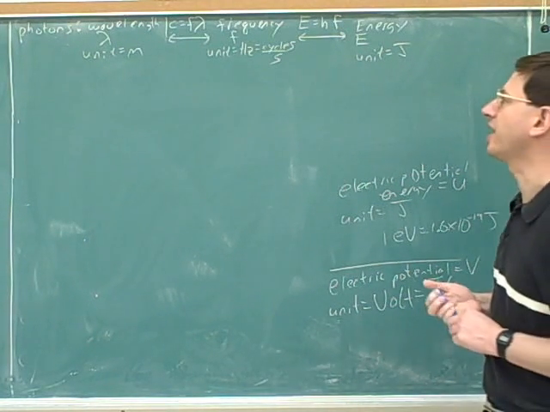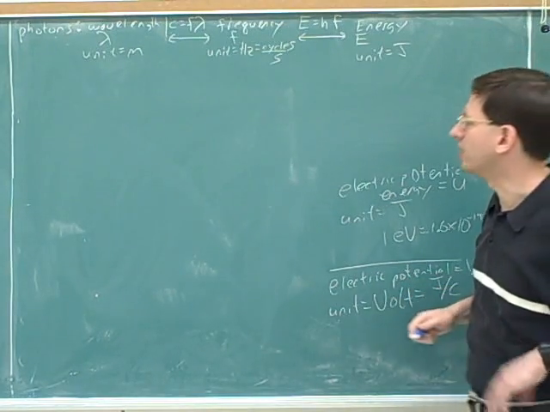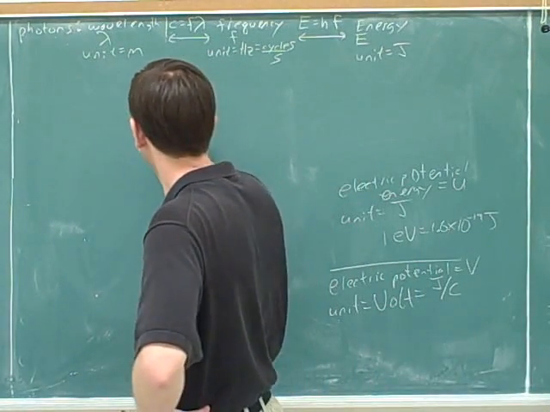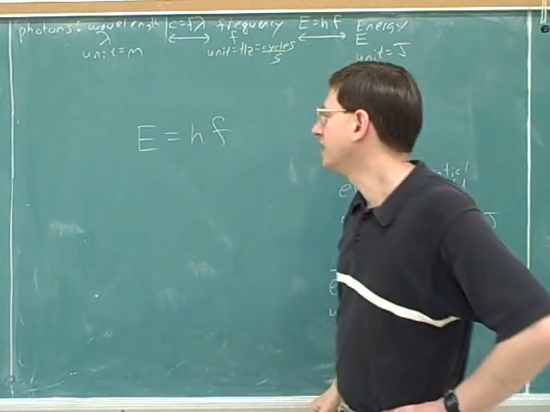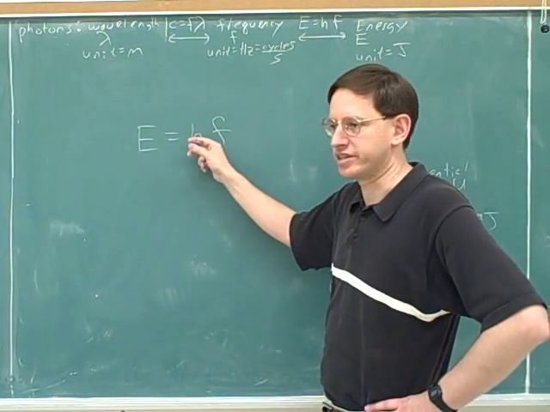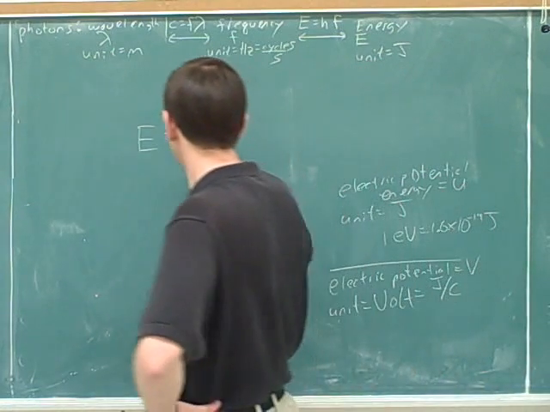Okay. This is actually going to be a crucial equation from now on. E is for energy, f is for frequency, and h here is Planck's constant. h is Planck's constant.